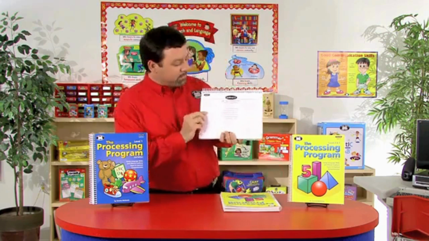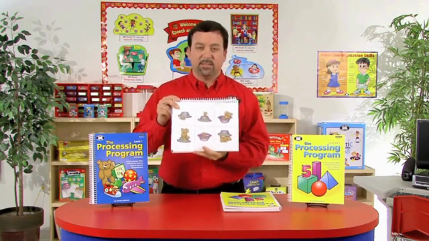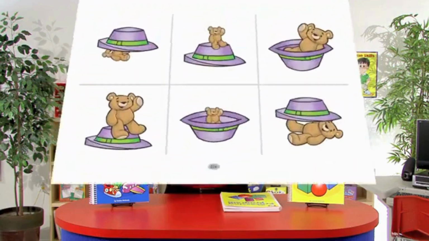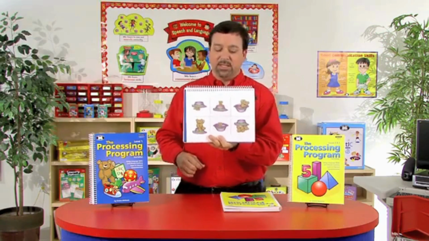Sub-level 21, we're going to work with size plus noun and preposition plus noun. Our example will be touch the little bear under a hat. So once we show the picture plates, touch the little bear under a hat. Touch the big bear in a hat. Touch the little bear in a hat. Touch the big bear under a hat. So now we're adding just different elements to this auditory processing activity.